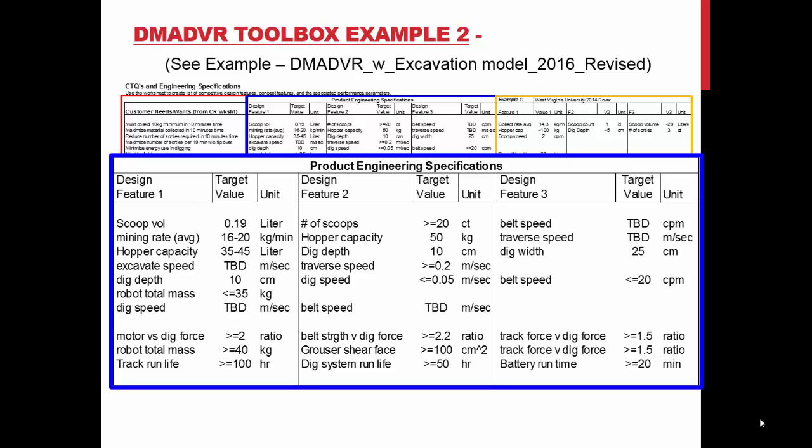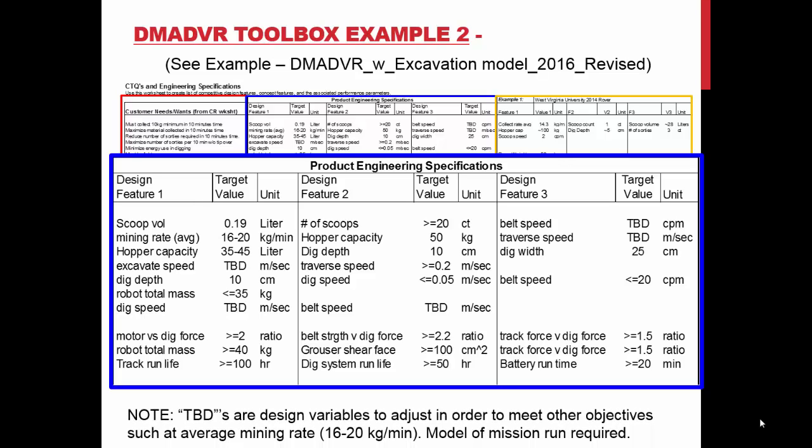We're seeing that in order to be competitive, we possibly want to have a hopper capacity that's slightly larger than it was before, and that we're looking at targets for traversing speed or digging speed based on the math that was pulled together. Key thing is, you'll notice the TBDs, and there are a number of them in here. They are going to be design variables that will be adjusted in order to meet the other objectives, such as the average mining rate, which in this case was determined to be 16 to 20 kilograms per minute.